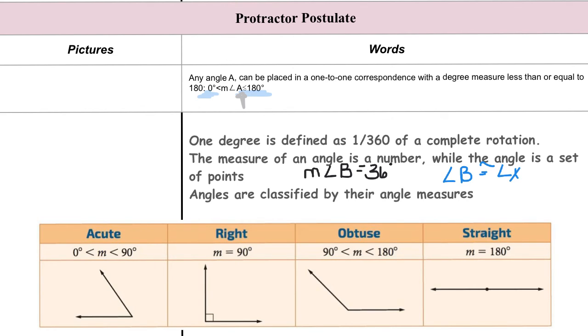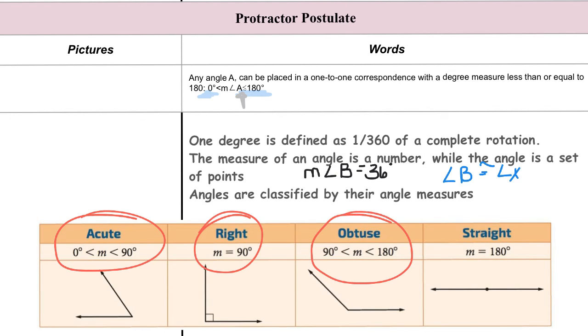Angles are classified by their angle measurements. This should be repetition to you, so I'm going to go quickly. You have acute angles, which are between 0 and 90. You have right angles, which are equal to 90. And you have obtuse angles, which are 90 to 180. Again, remember I said earlier, you can have an angle equal to 180 degrees, but that is something we call a straight angle.